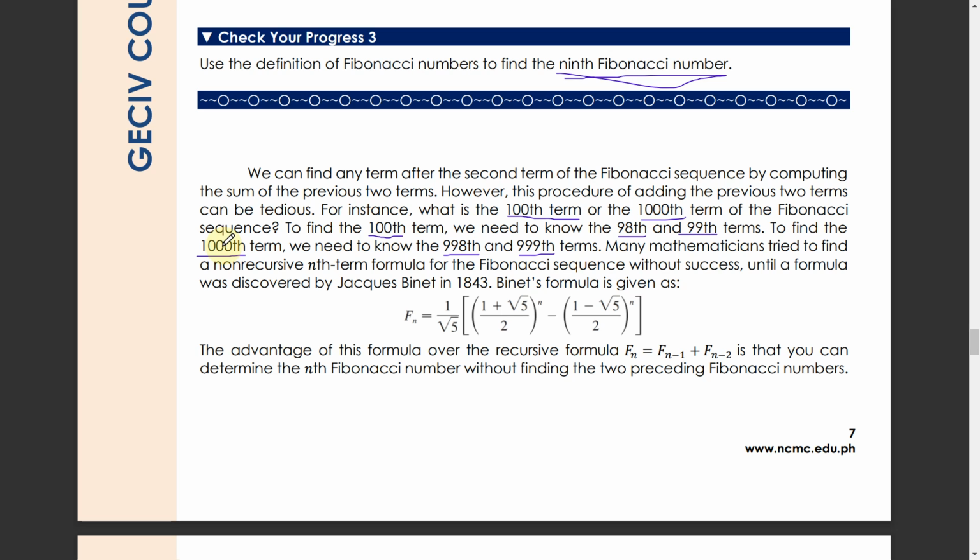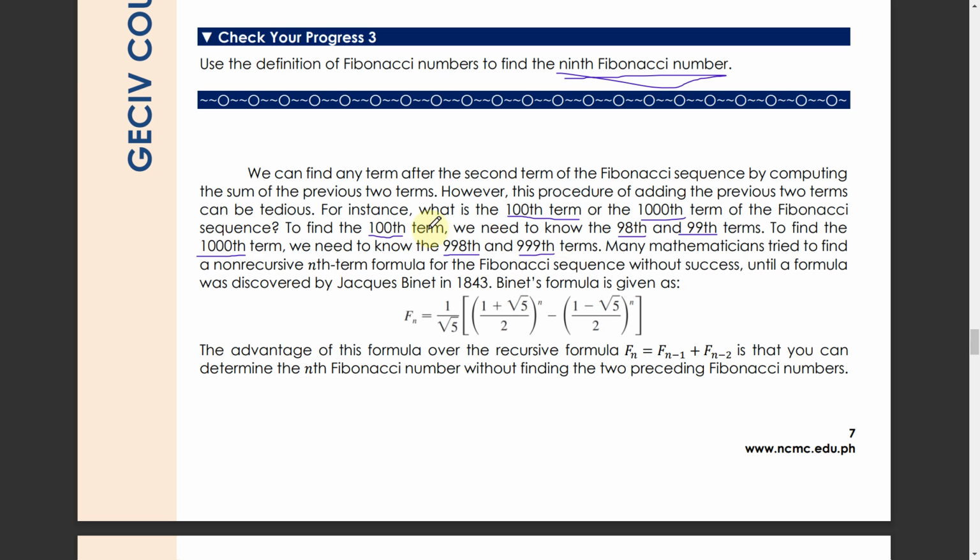So this is Binet's formula, and it is given as f of n is equal to 1 over square root of 5 times the quantity 1 plus square root of 5 over 2 to the power of n minus 1 minus square root of 5 over 2 to the power of n. No? So this is the formula of Binet that lets you solve any term of your Fibonacci number without knowing the two previous terms, no?